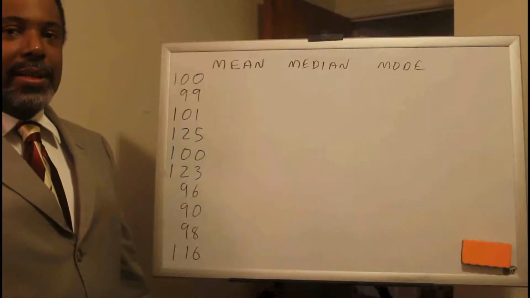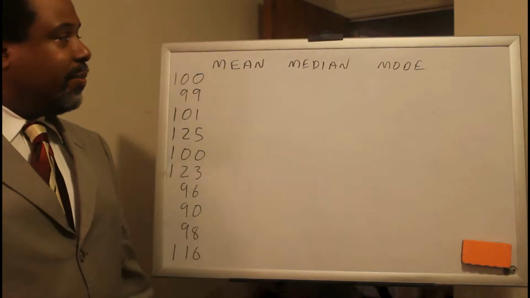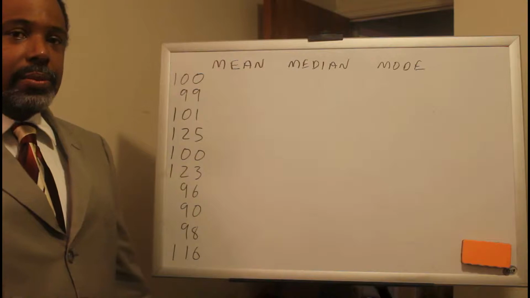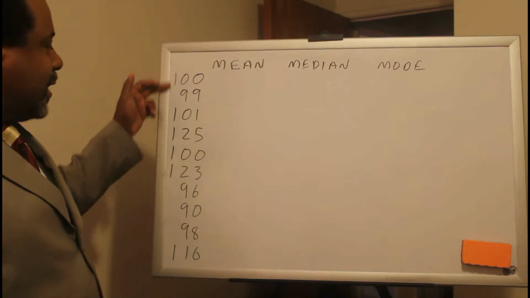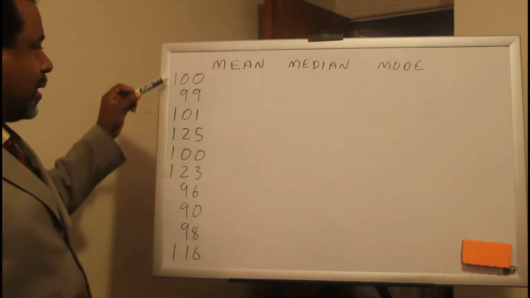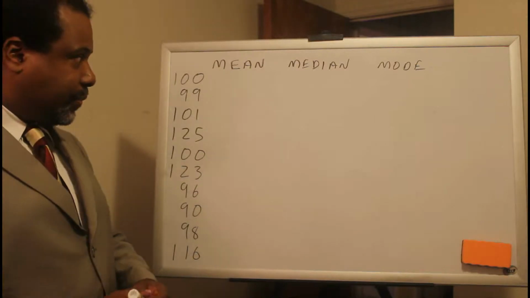Today I'm going to be talking about some basic statistics. Specifically, I'm going to talk about measures of central tendency: mean, median, and mode. So I have a data set here. This data could represent anything. Each of these numbers is one observed value in my data set.